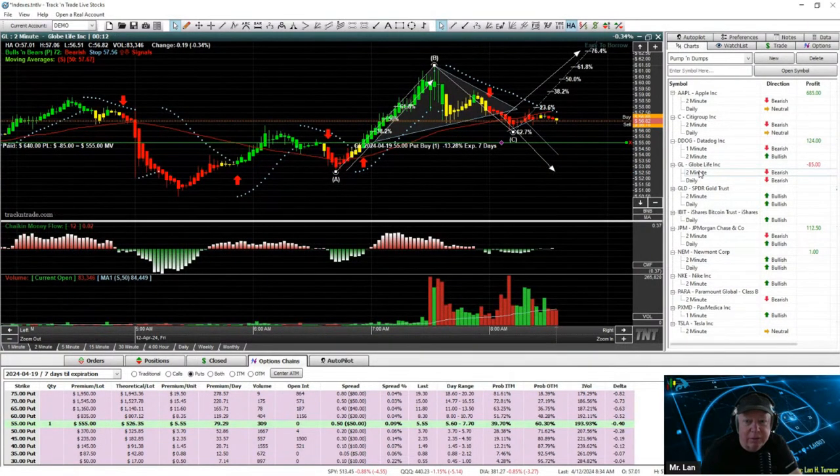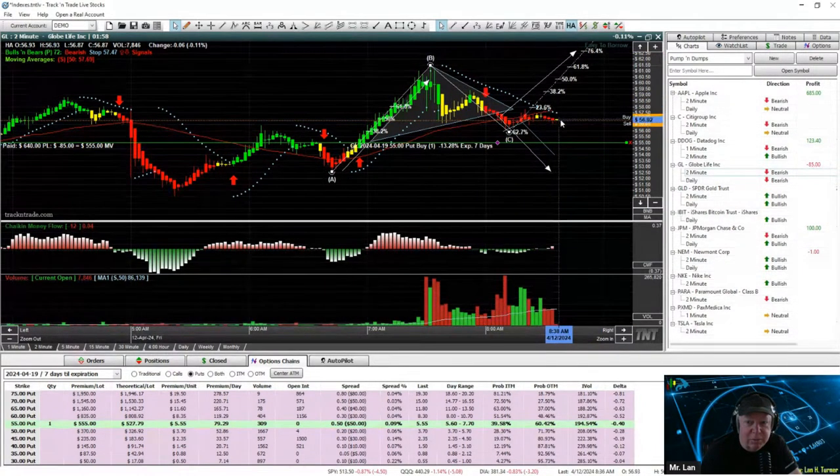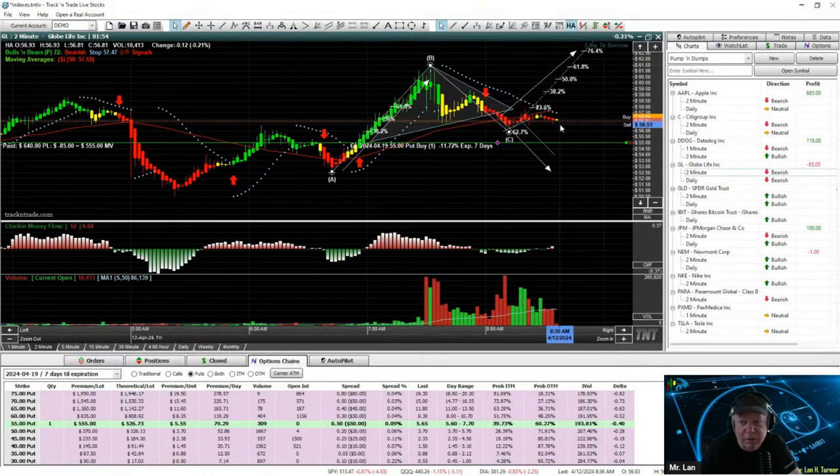Global life. What about our global life right here? Came down, but then it went up. It's trying to come back down again. A little bit worried that this might make a break above the blue dots. And if it does, if it breaks those blue dots and starts to go up, we've got to get out of our put and get back in with a call.